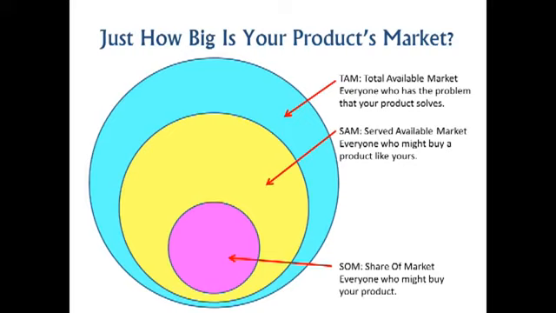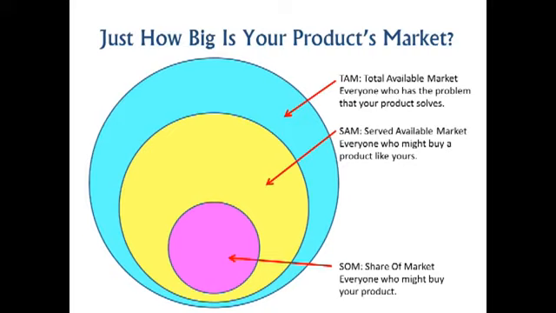Now, SAM is the served available market, and this is everybody who might buy a product like yours. So what we're excluding here is people who have either already purchased a solution because they're no longer interested in your product, or people who've decided to live with the way things are. They're not interested in buying a solution. They're not interested in spending money to change their current situation. Okay, exclude all those people, and you pretty much have your served available market.